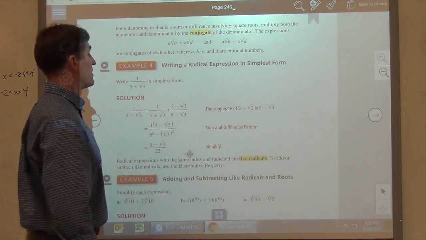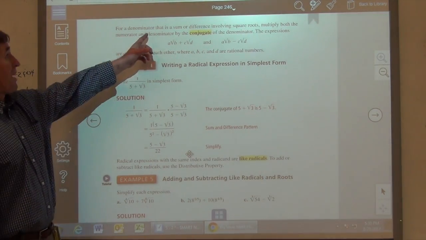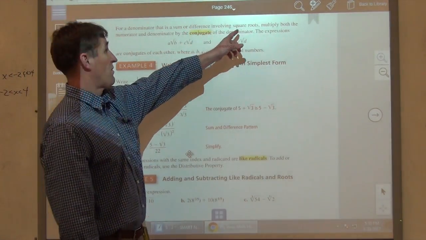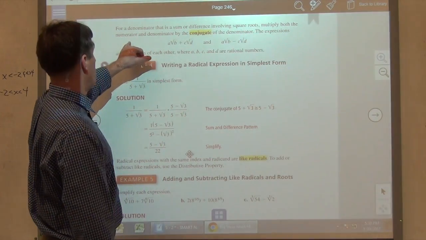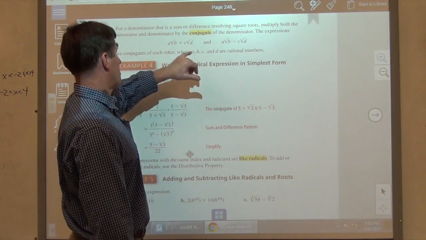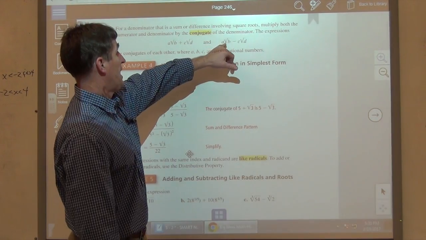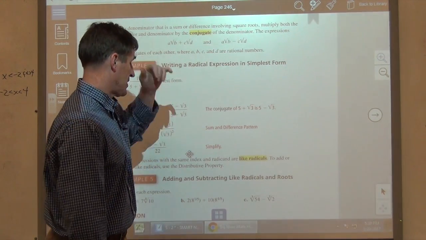So now we're going to get into something a little more complicated. It says, for a denominator that is the sum or difference involving square roots, multiply both the numerator and denominator by the conjugate of the denominator, the expressions a square root of b plus c square root of d, and a square root of b minus c square root of d.